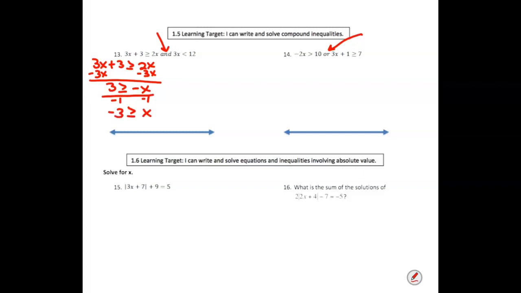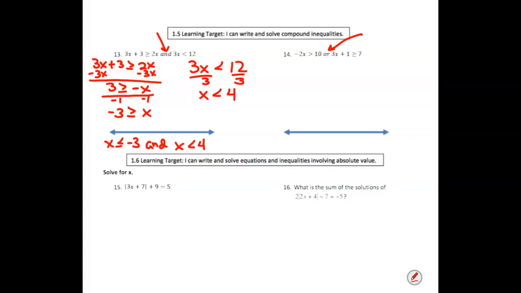So we have negative 3 is greater than or equal to x. We can turn the whole thing around if it's easier for us to read it that way. We can say x has to be less than or equal to negative 3. Okay, on the other side, we have this inequality 3x is less than 12. When we divide out our 3, we've got x is less than 4. Okay?